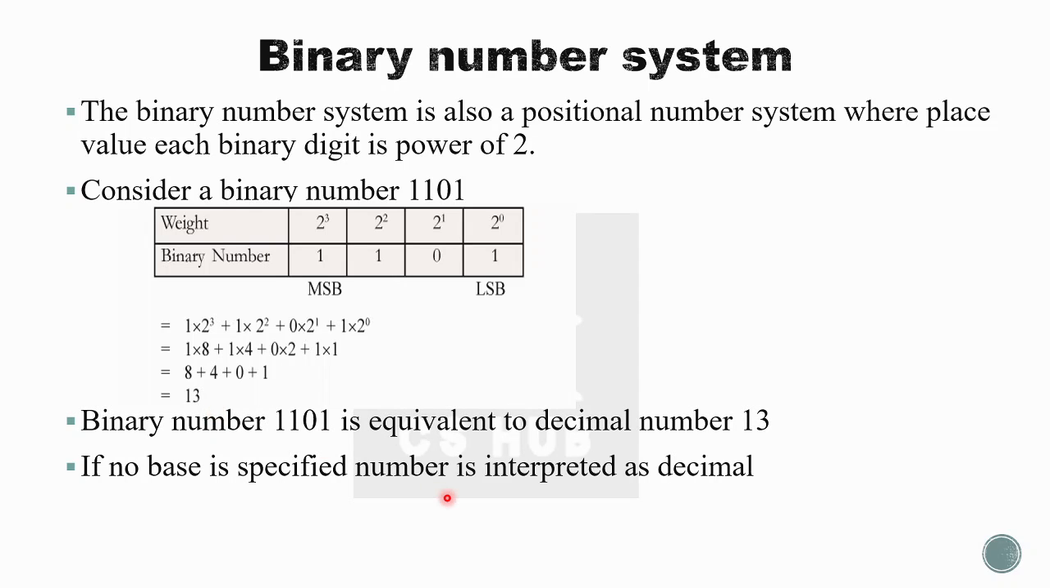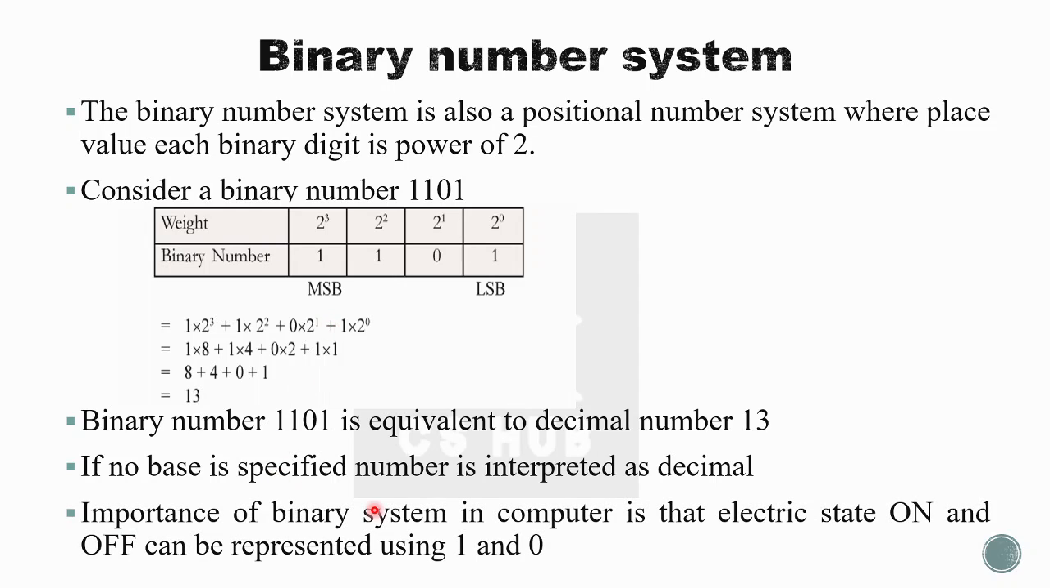If no base is specified, the number is interpreted as decimal, as I have already mentioned. By default a number is considered a decimal number; for other number systems, we have to specify the base. The importance of the binary number system in computers is that the electric states on and off can be represented using 1 and 0. Normally we use the decimal number system.